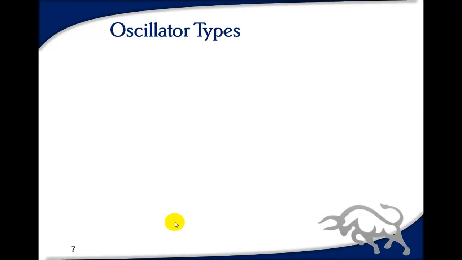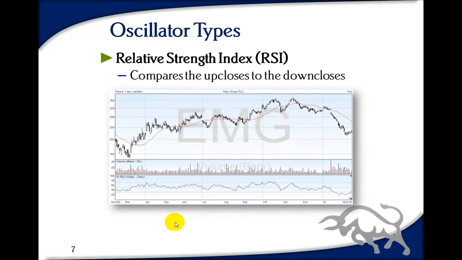Next is a relatively well-known one here, the RSI, also basically the relative strength index. That one compares the up closes in a day that's an up day with the down closes in a day that's a down day. And this again is a sort of smoothing device.